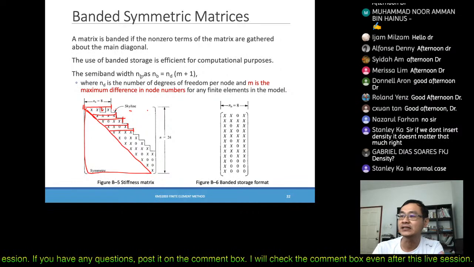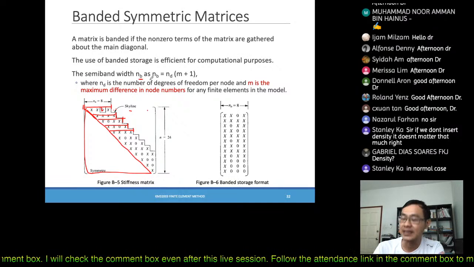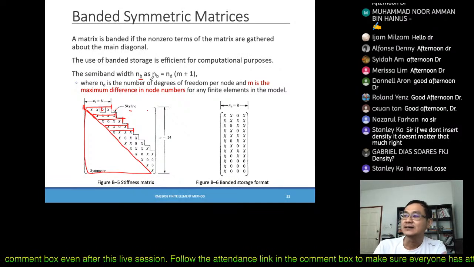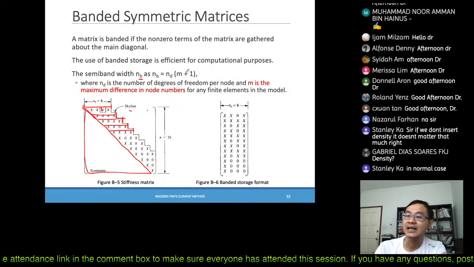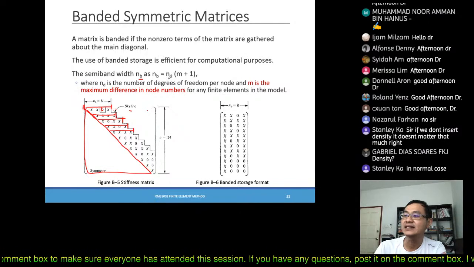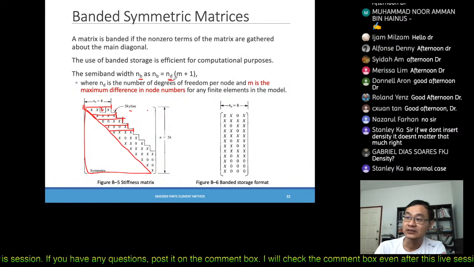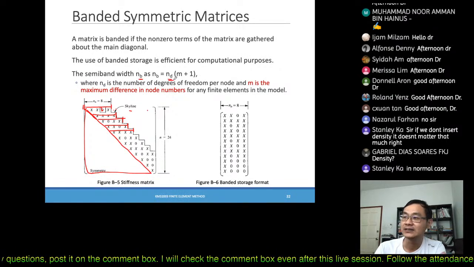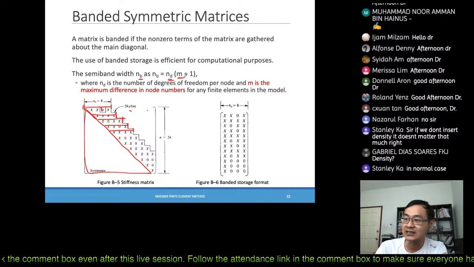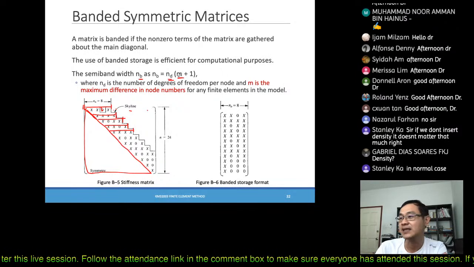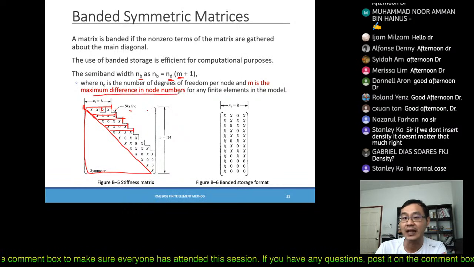We can calculate the semi bandwidth of this matrix as given by ND multiplied by M plus 1. So this ND is the degree of freedom per node. So if you have two-dimensional, 2 DOF per node, then this is 2, right? Then you can notice the highlight of this M. This M refers to the maximum difference in the node number.